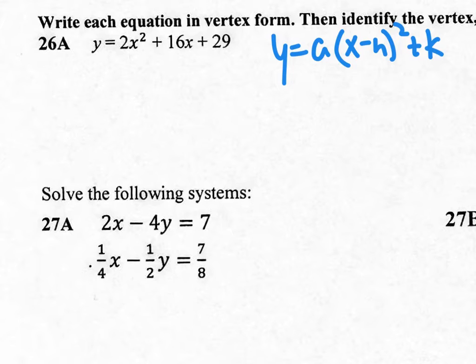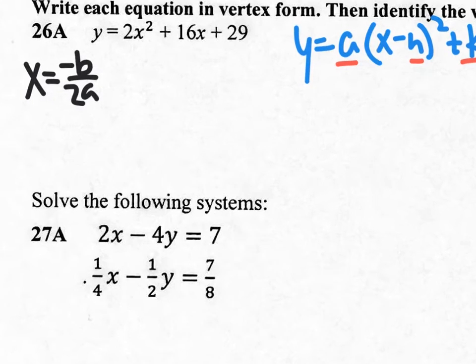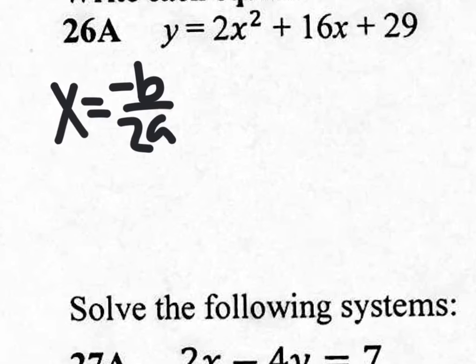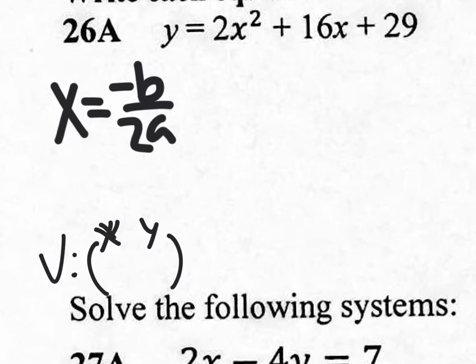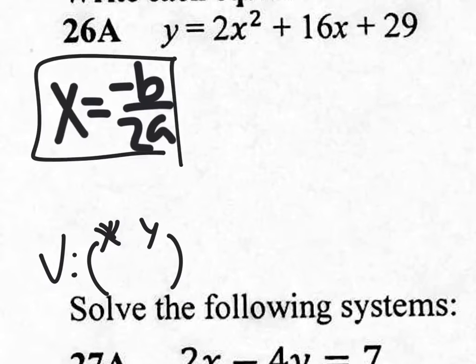So if you know your a value, your h value, and your k value, you'll be able to write your equation in vertex form. So let's focus in on finding the vertex. Now the vertex you could find by doing x equals negative b over 2a. Let's zoom in and focus on this vertex. Remember, the vertex is really a coordinate, x and y value. And the x value is found with this formula right here, x equals negative b over 2a.